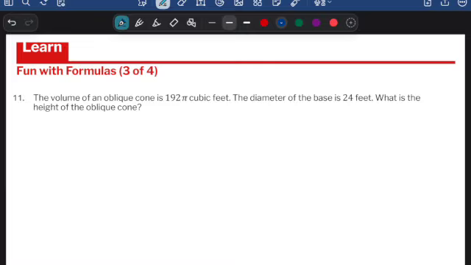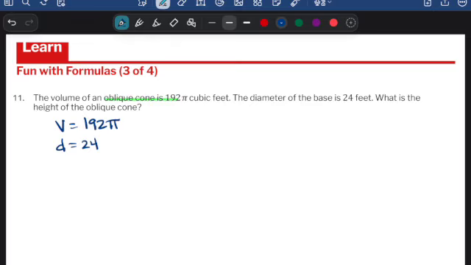Okay, we've got a couple more problems to calculate. The volume of an oblique cone, so we know it's not a right cone, is 192 pi cubic feet. So let's write that down. We know the volume, or V, equals 192 pi. The diameter of the base is 24. So I know the diameter is 24. What is the height? I'm trying to solve for height.